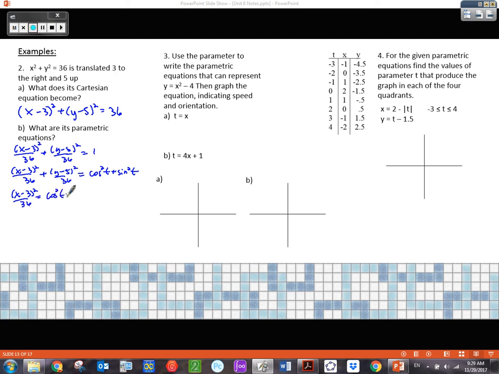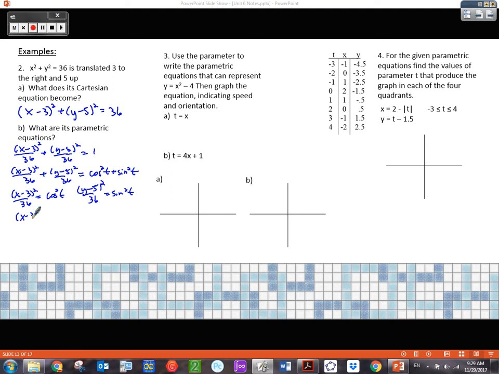I'm matching the first piece with the cosine and the second piece with the sine. Do you remember going backwards? We're going backwards now. What would we have done to get to this? We would have squared both sides, right? So now we're going to need to square root both sides, right? We're going backwards again from where we were.